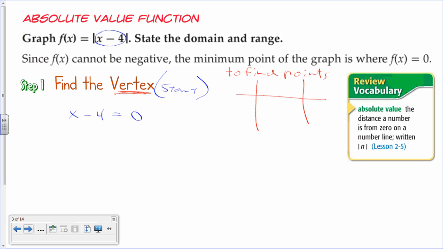Is this going to be facing up or facing down? What's in front of here? Is it positive? Okay, so it's a positive, so it's facing up. So how do I get x by itself? Add 4 to both sides, x equals 4. So, again, your vertex is an ordered pair. What's the first number? It's the x coordinate, which in this case is 4. Now I've got to find the other half, which is y. Which is going to be what? 0.